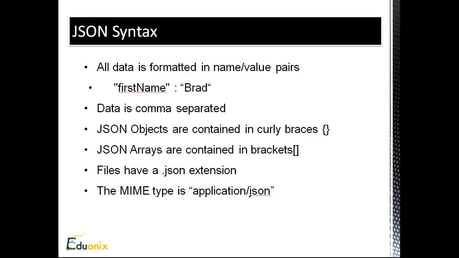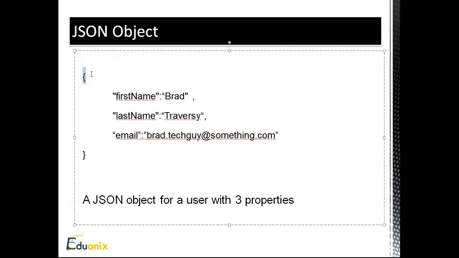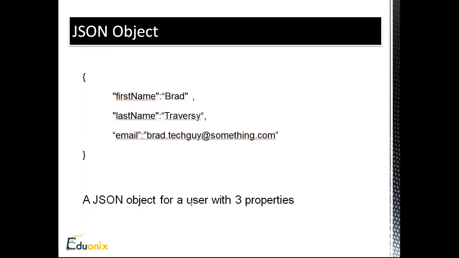Files that are dedicated to JSON have a .json extension, and the MIME type is application/json. So here is an example of a JSON object. Like we saw on the last slide, objects are encased in curly braces. We have three values here: first name, last name, and email. These are the name-value pairs separated by a colon. So this is a user object that has three properties.